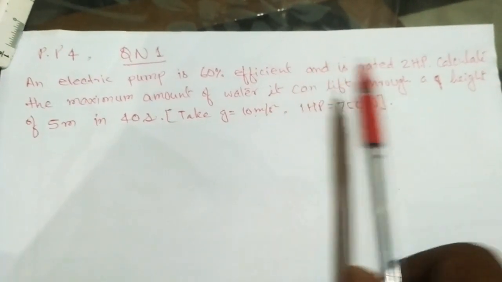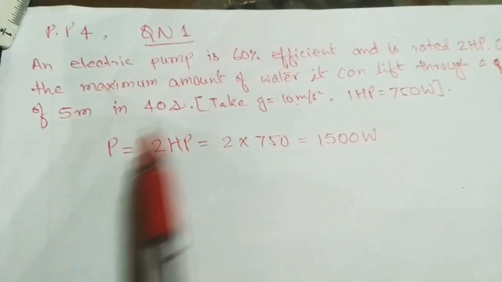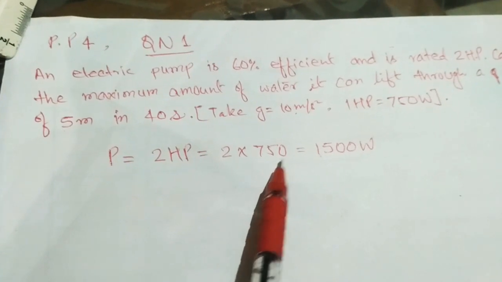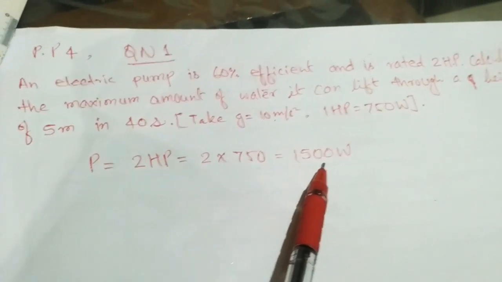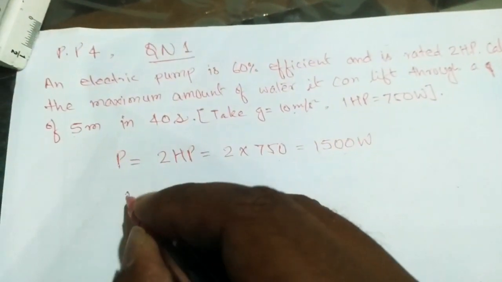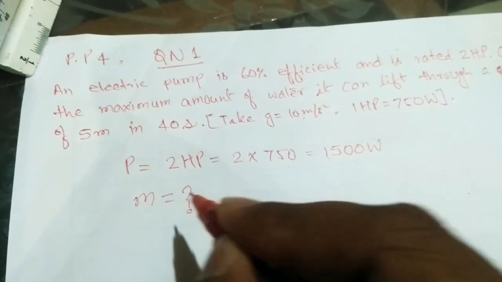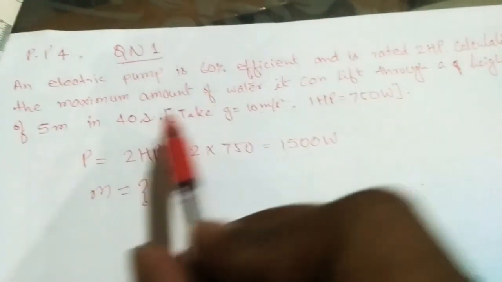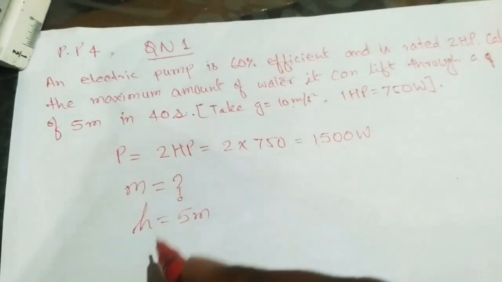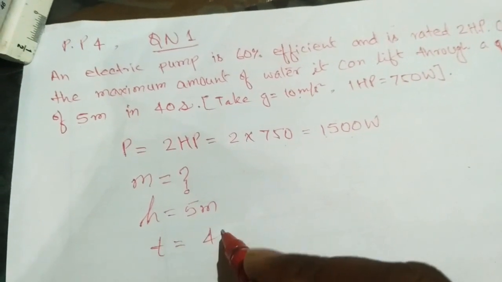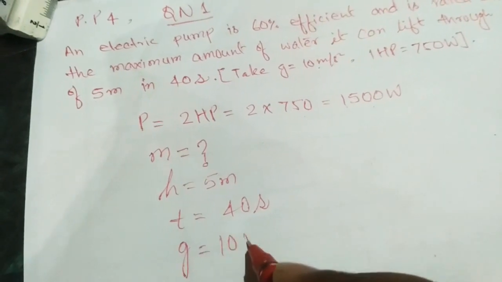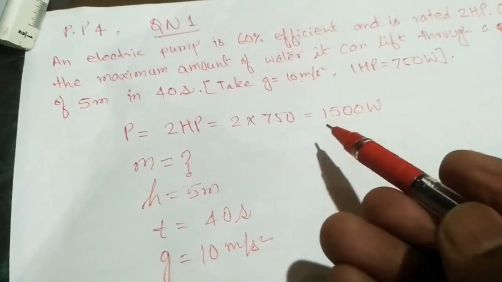So first of all, let's write what is given. Power given first, 2 horsepower. So power is equal to 2 horsepower, is equal to 2 into 1 horsepower value, gives 1500 watt. This is the power given. Then calculate the maximum amount of water it can lift. Amount of water means asking about the value of mass of water, that is question mark. And through a height h is given 5 meter, in 40 seconds. Time is given that 40 seconds. g is 10 meter per second square, and this has been taken here.